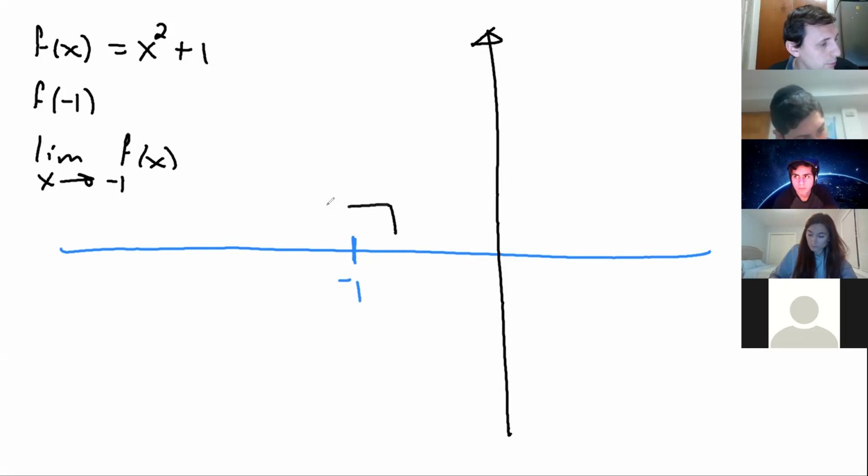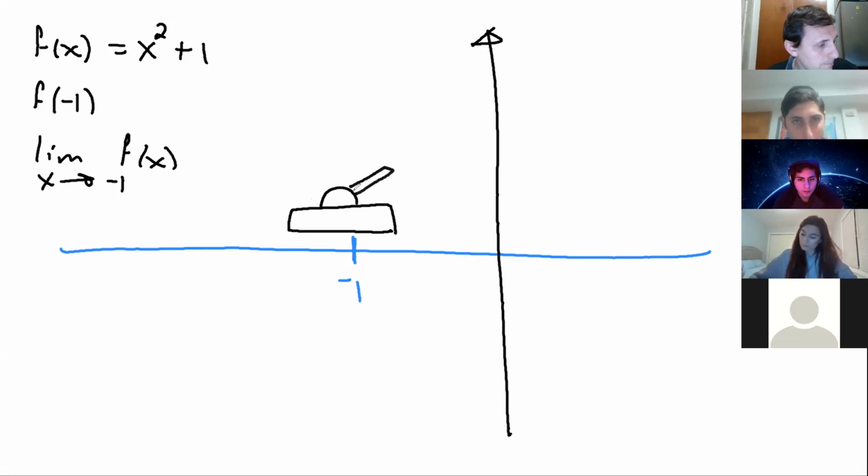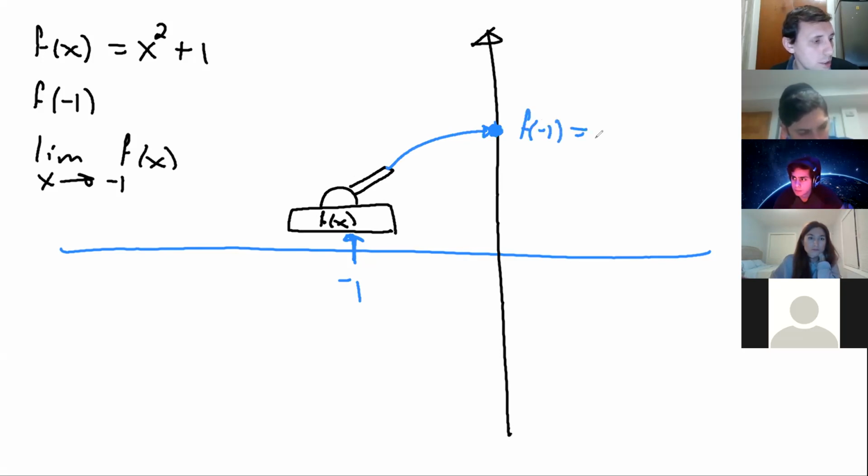Now here we have the water gun. This is my water gun. This is my f of x. Now when I evaluate f of -1, what am I thinking about? I am thinking that I am feeding this gun the input -1, and the input -1 is launched onto the y-axis, and you have one hit, right? So this one hit point, it's f of -1, which is in this case 2. You agree? It just hits the point 2.